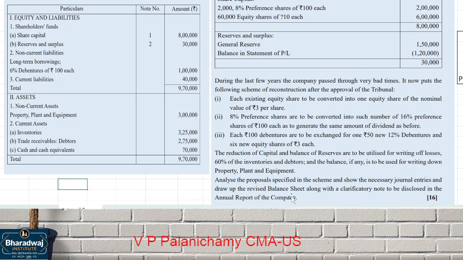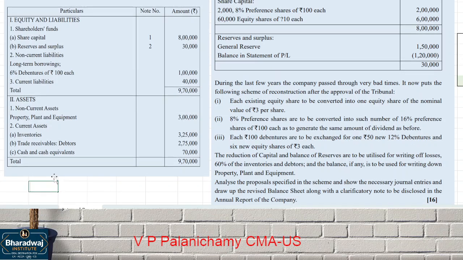So pass the necessary journal entry and prepare what? Balance sheet. Of course, you have to prepare the capital reduction account. 60% of inventory, balance if any for which one? Plant, property and which one? Equipment. In this question they ask you to use which one? Balance of reserves. Now the general reserve they ask you to use.